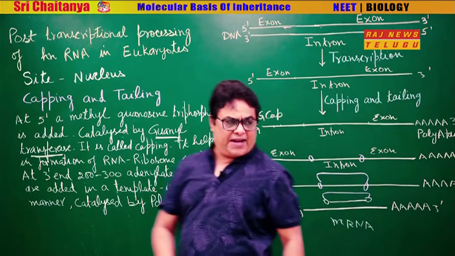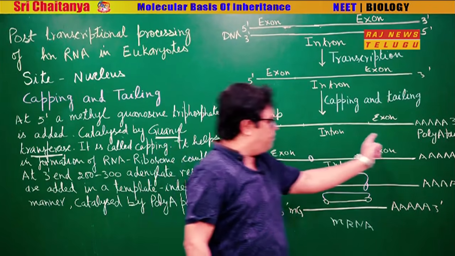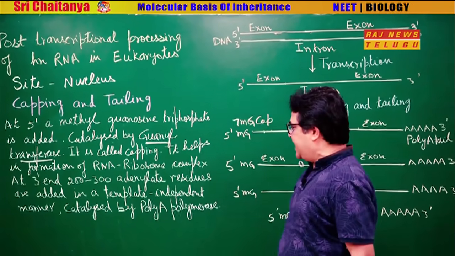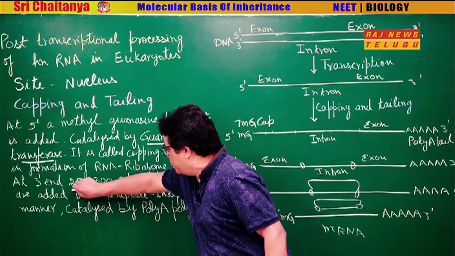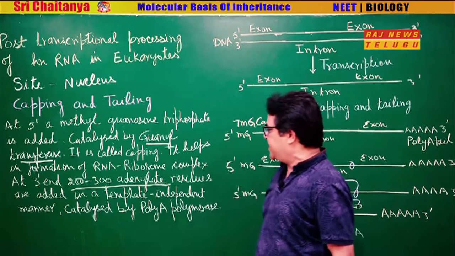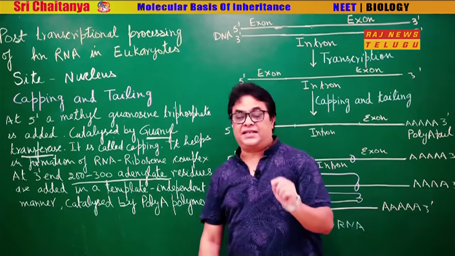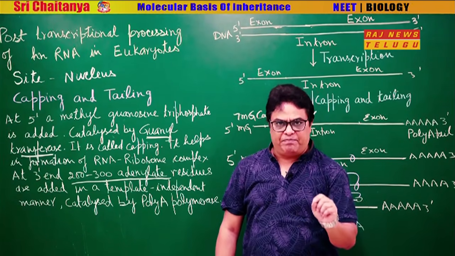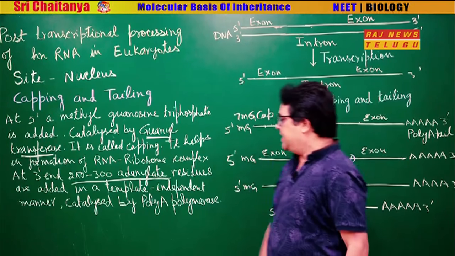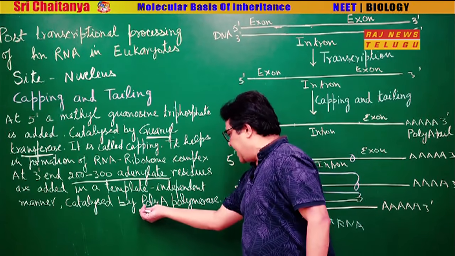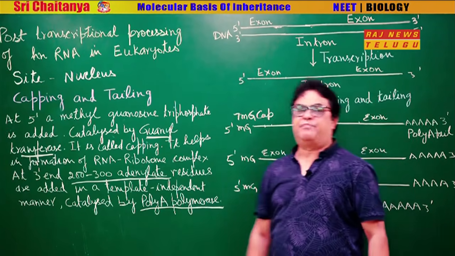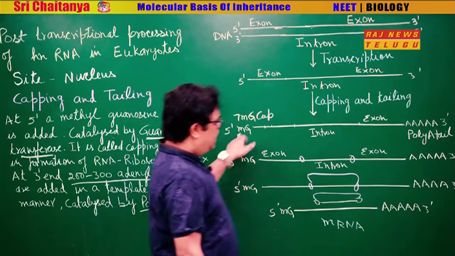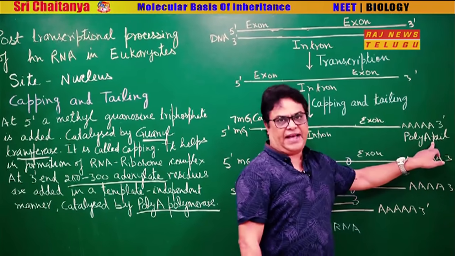And at the 3 prime end, as you can see, a polyadenylate tail is added. This polyadenylate tail is added, the length is 200 to 300 adenylate residues, okay, and this is added without using any template, that is why it is called a template-independent manner, and the enzyme which catalyzes this reaction is poly-A polymerase. So, this completes, you can see, the capping and tailing of the hnRNA.